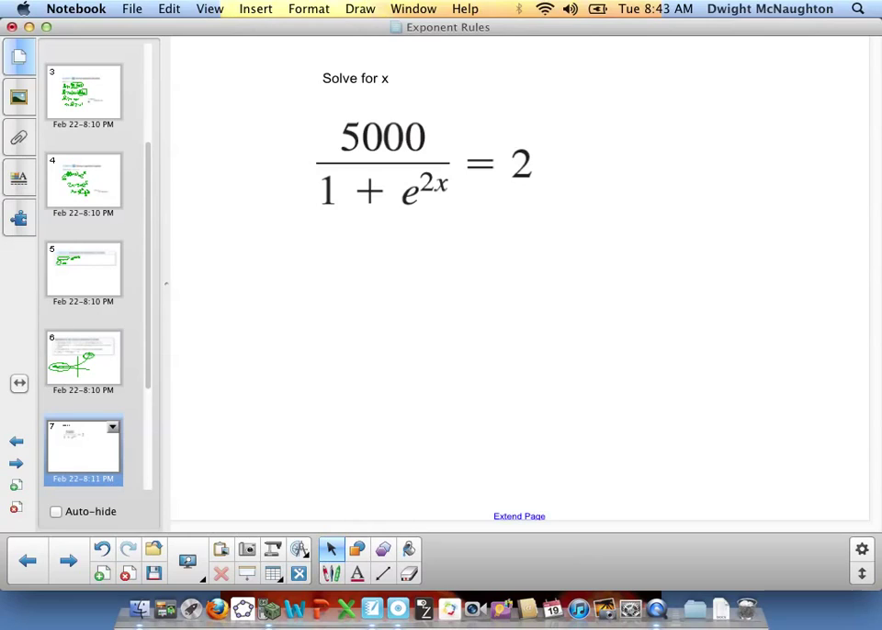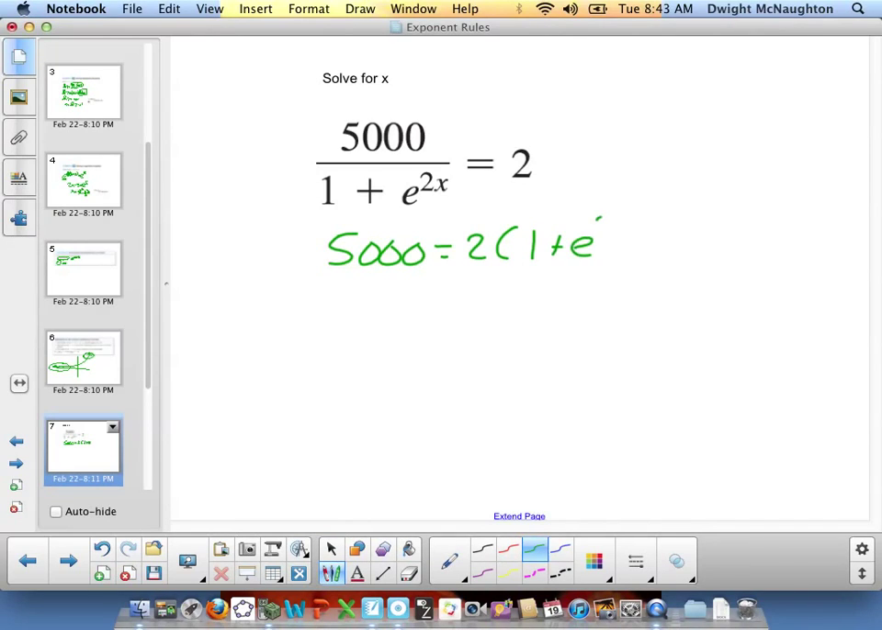Solve for x. On this one, anytime you've got a fraction, it's not a bad idea to just multiply both sides by the denominator and get rid of it. So we've got 5,000 equals 2 times 1 plus e to the 2x. Just make sure you don't divide or multiply by 0. That gets rid of it. Divide by 2, we get 2,500 equals 1 plus e to the 2x. We'll subtract 1, 24.99 equals e to the 2x.